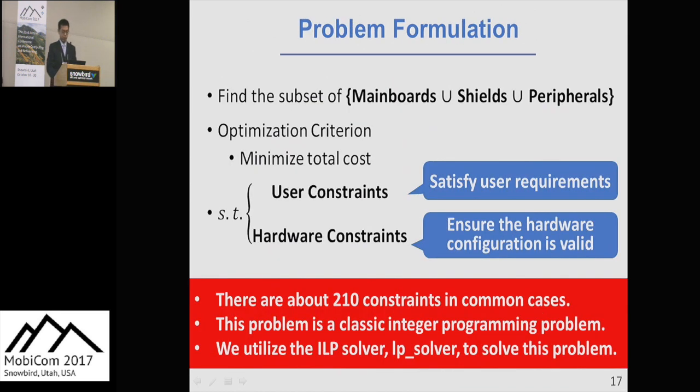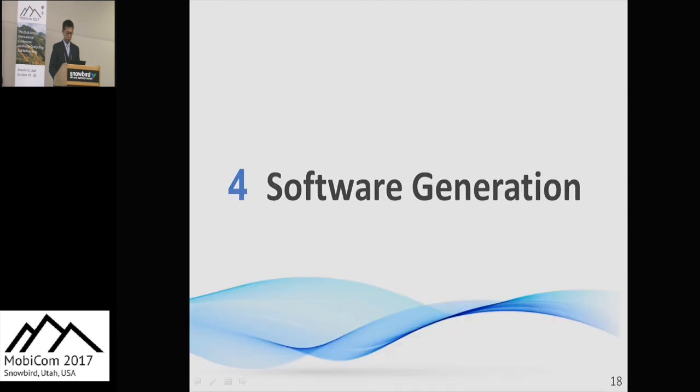Given the above constraints, we'll formulate the problem as follows. We'll find the subset of the mainboards, shields, and peripherals. Our optimization criterion is to minimize the total cost, subject to the user constraints and hardware constraints we talked about above. And in reality, there are about 210 constraints in common cases. The problem is a classic integer linear programming problem, and we utilize the LP solver to solve this problem.